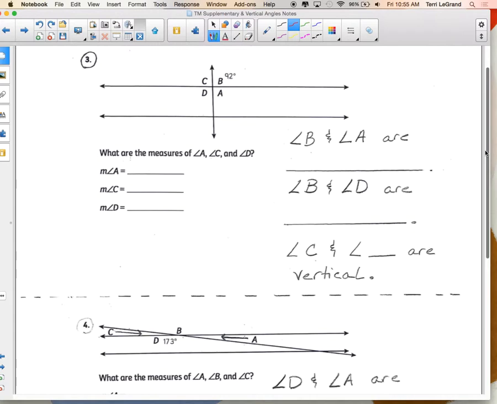So, we need A. So I say to myself, okay, well then I should look for a relationship between B and A. So angle B and angle A, what relationship do they have? They're supplementary. They make a straight angle, S for straight, S for supplementary. Well then that means, what do I have to do to get the measure of angle A? We're going to subtract that 92 from 180.